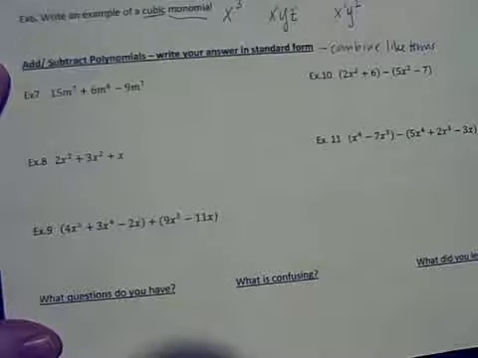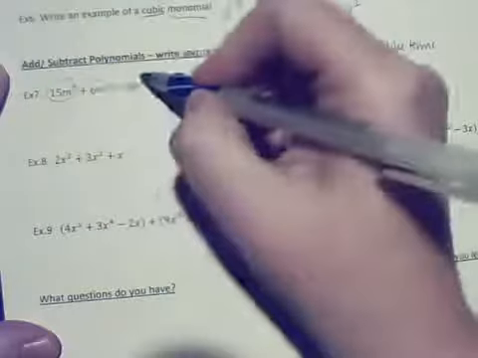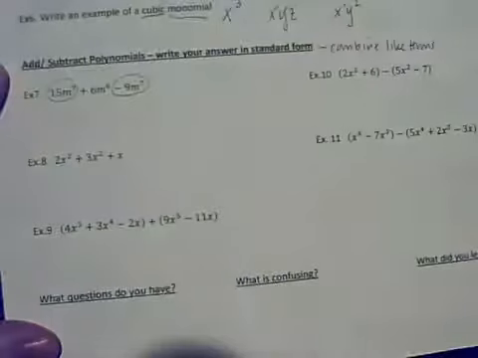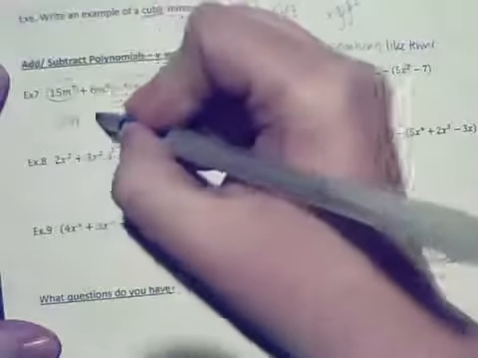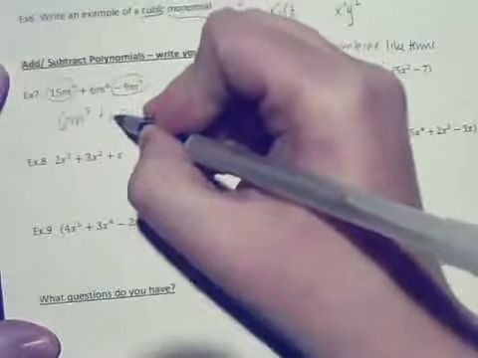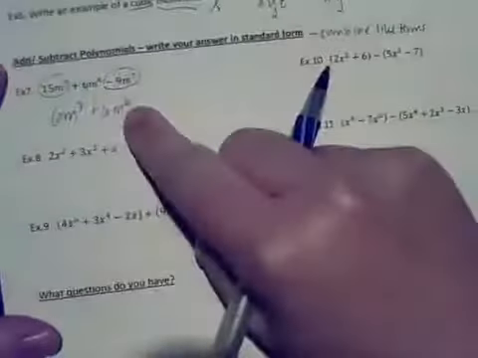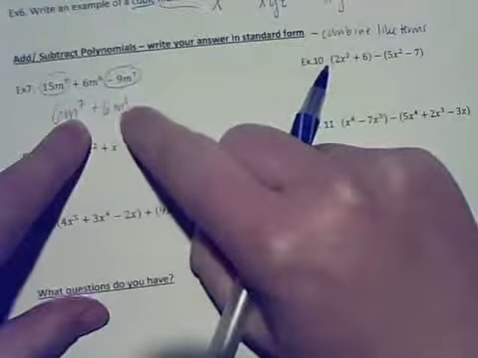So example 7, if I look at 15m to the 7th plus 6m to the 6th minus 9m to the 7th, my like terms are the 15m to the 7th and the negative 9m to the 7th. So if I go ahead and combine those, 15 minus 9 is 6. So that leaves me with 6m to the 7th plus 6m to the 6th. And I can't combine these two because, yes, they're the same letter, but they're not the same degree. So this is going to be your answer.